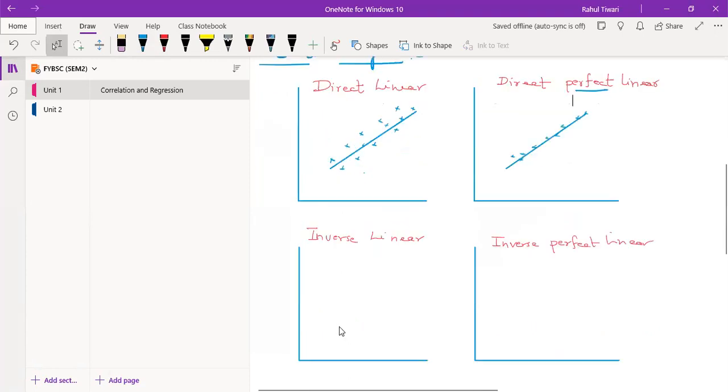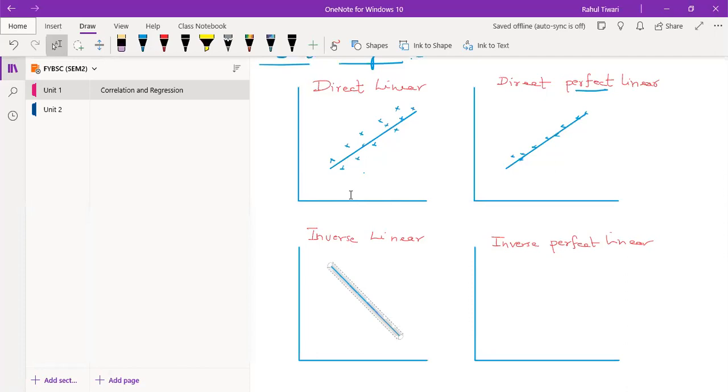How does the inverse linear look? Exactly the inverse of this. Inverse means reverse, right? Inverse means this is my direct. If one increases, the other increases. This increases, this increases, or this decreases, this one also decreases. That's called direct. What is inverse? One increases, the other decreases, or one decreases, the other increases, right? That's called inverse. I hope you're getting the concepts of direct relation.